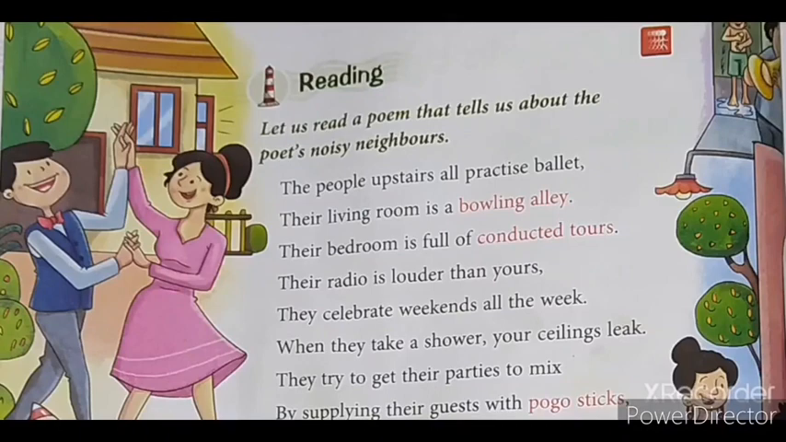Students, the people upstairs all practice ballet. What is meant by ballet? A style of dancing. So, the people practicing the dance. What is the style of dance? Ballet. Their living room, that means hall. Their living room is a bowling alley. That means a long narrow area of bowling. Later I will show you pictures of bowling alley, ballet, those things and all.